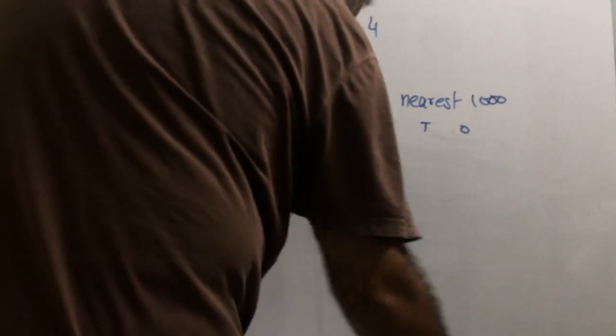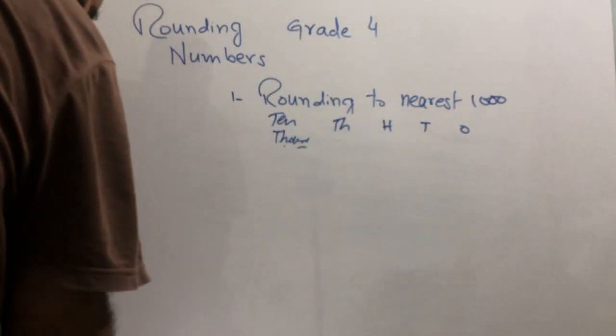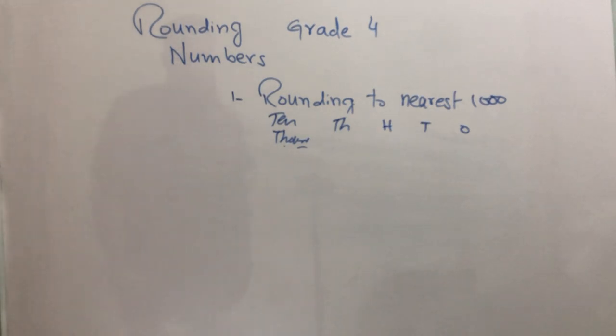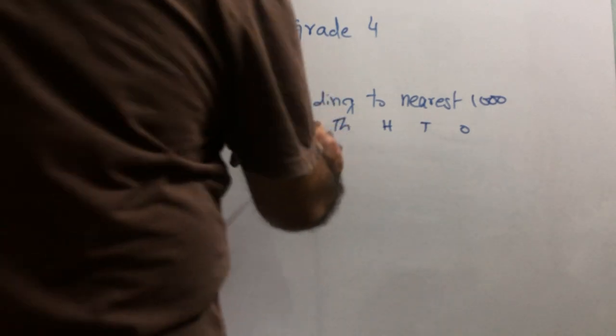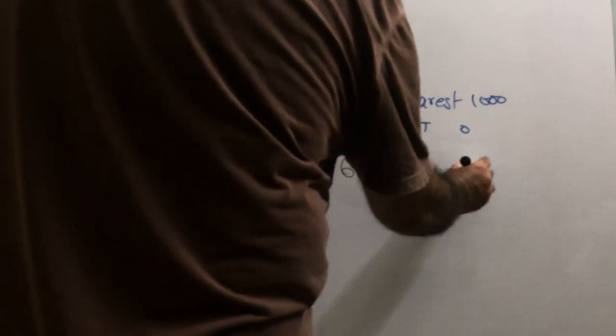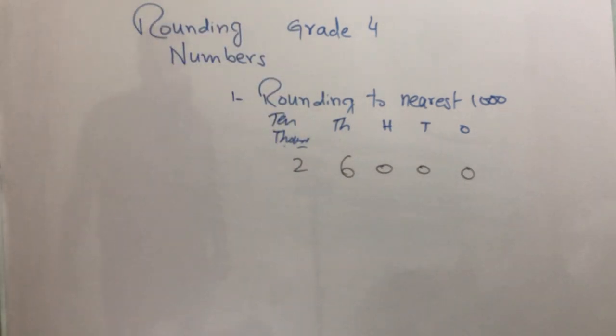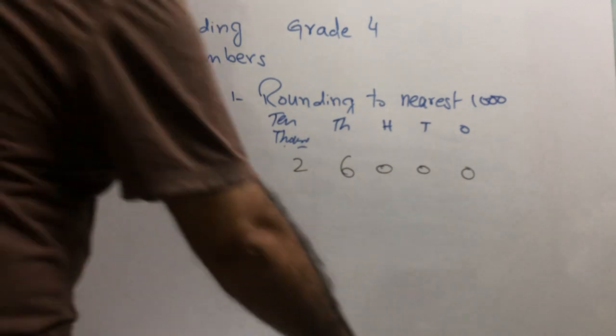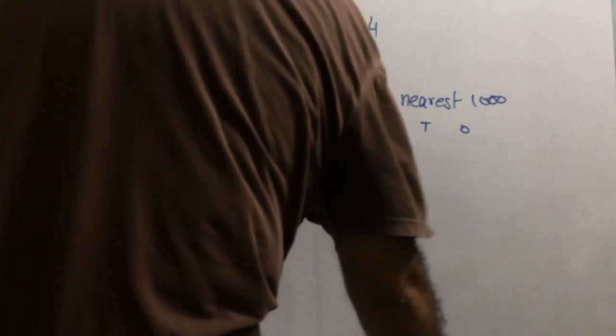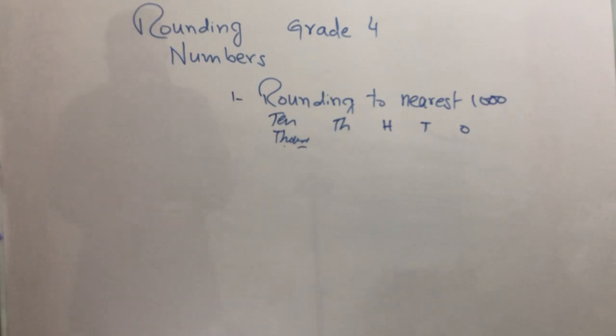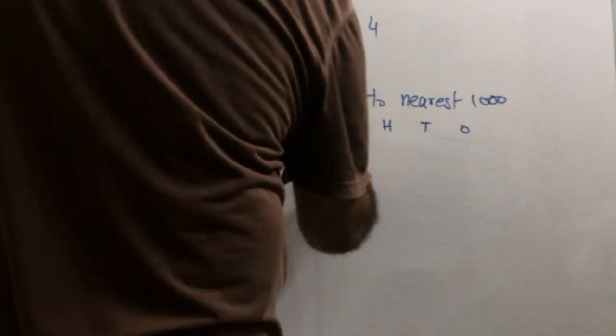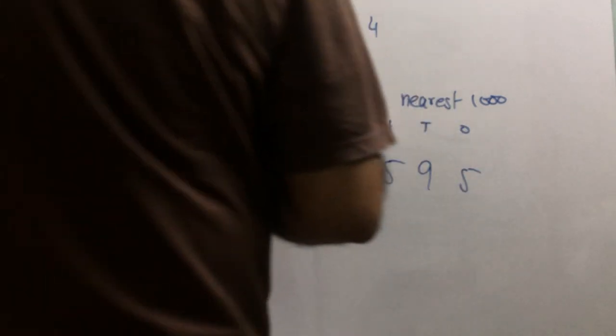Now we will be doing more such examples to bring more clarity for rounding to the nearest thousand. So now we will be going to 26,000. If we need to round this off to the nearest thousand, no, this is not the example, we will follow some other example. The other example we will follow is 65,595. This is the number.